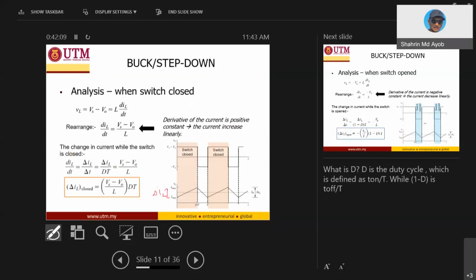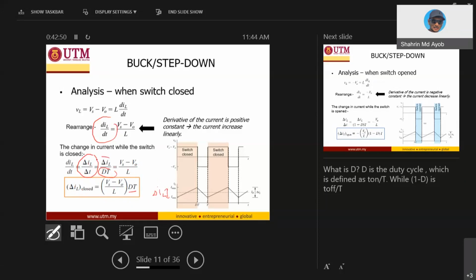Okay, so we go back to our analysis. Right now we already know that you can change di over dt into delta IL over delta T. And we know that your delta T is your T on, which is dt. From here, you can derive an equation that relates the change of IL. So your change of IL during switch on is Vs minus V out over L multiplied with dt.